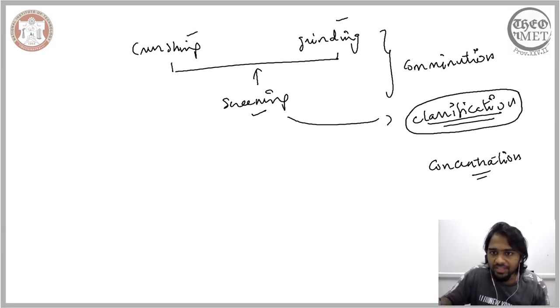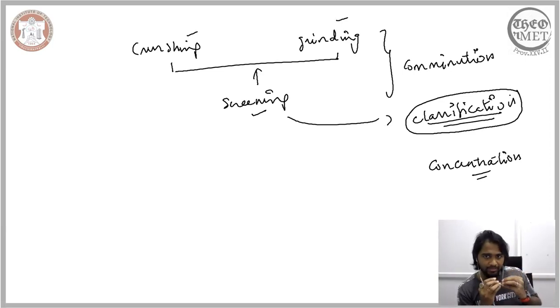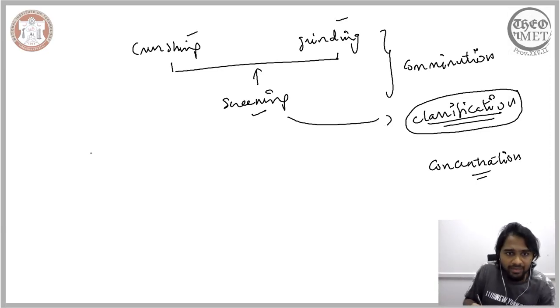What classification does is it performs an action similar to screening. It separates particles based on their sizes, and the reason we need to include classification is that it is used when the particle sizes are much smaller and cannot be handled by industrial screening equipment. Such particles are usually found as an output of grinding.